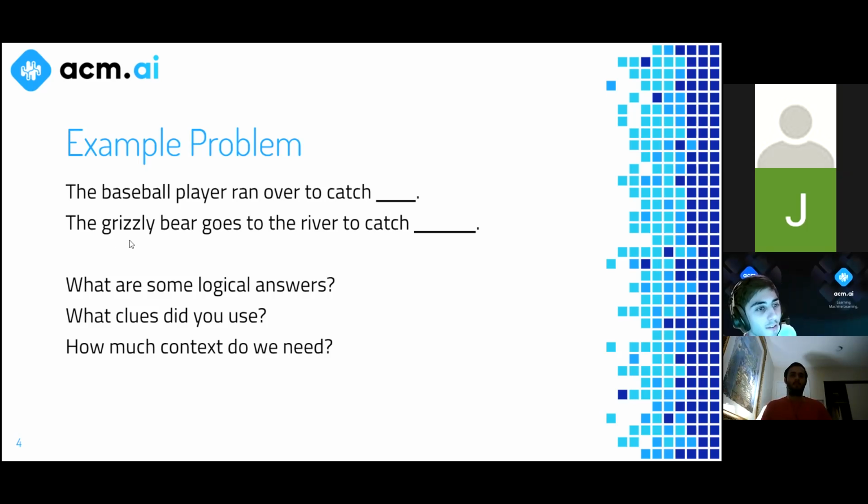There's a lot of information that we can extract from what we already have in order to predict this, right? So for one, we know grizzly bears commonly eat fish. Two, we see that there's a river involved in this sentence. So that further enforces the fact that, okay, maybe we're looking at fish. And then on top of that, the grizzly bear is catching something.